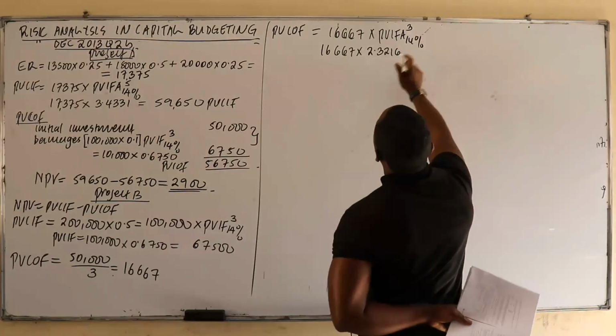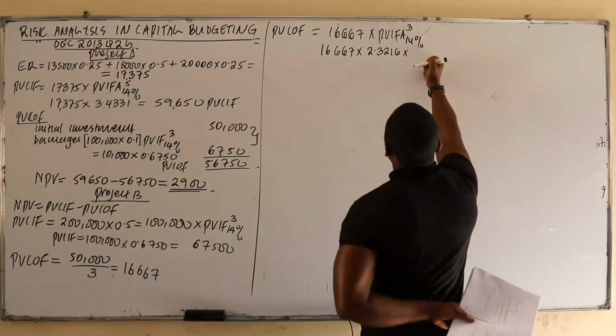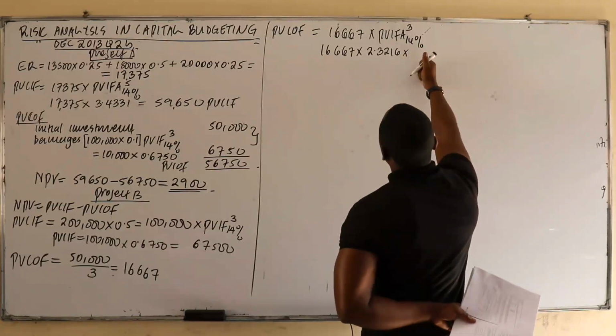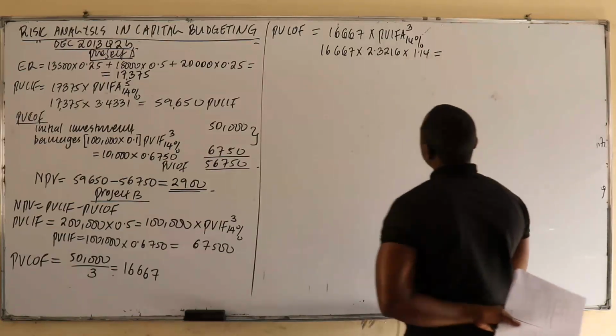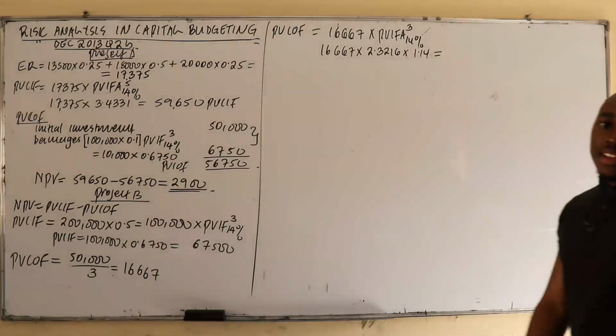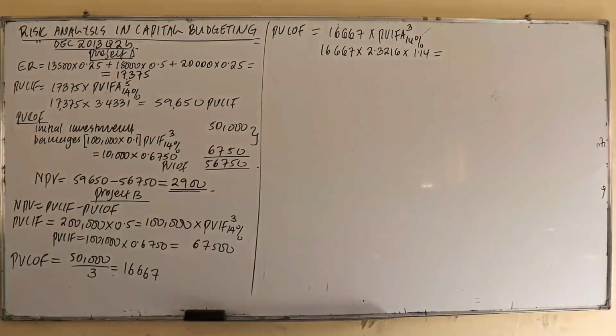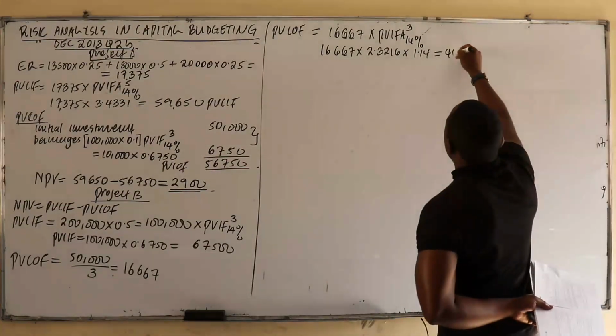$13,694, right? Then you multiply by 1.14. First of all, give me the answer. I'll explain why. 44,111.